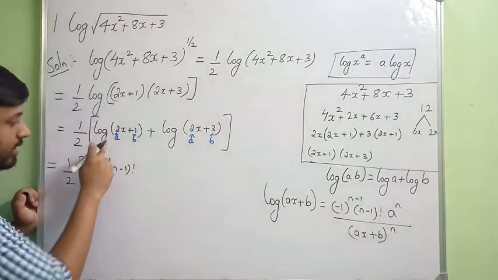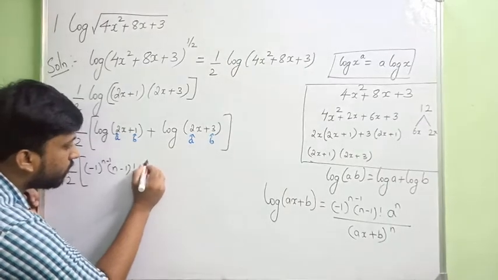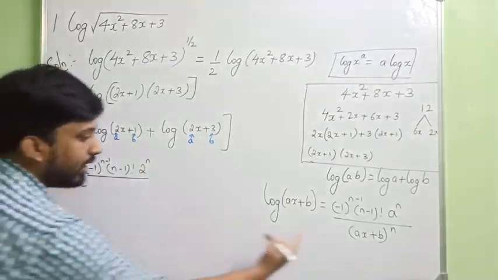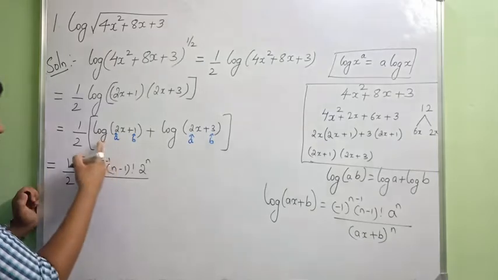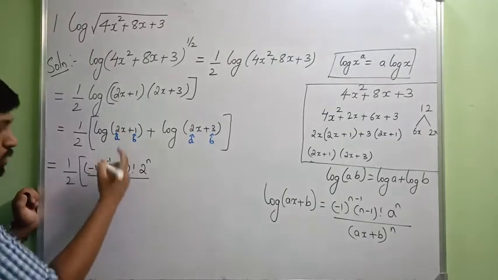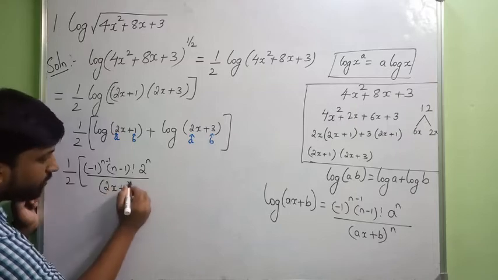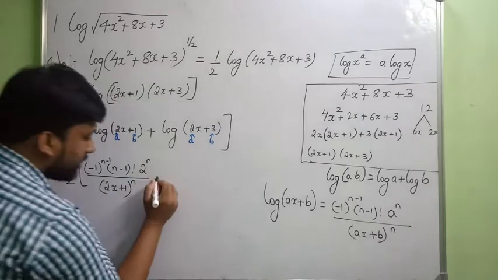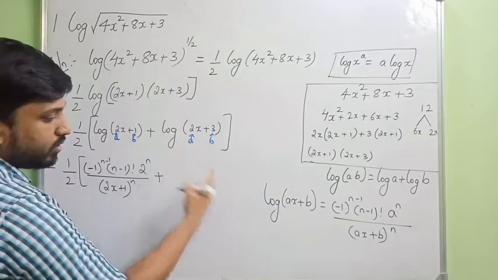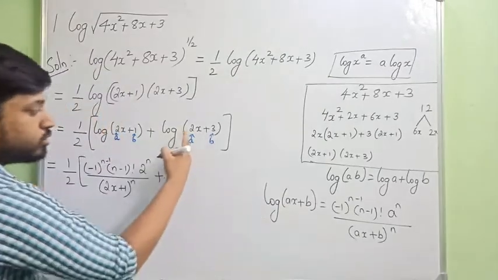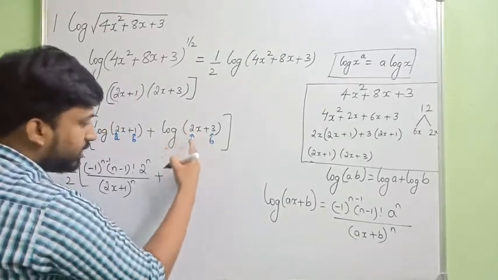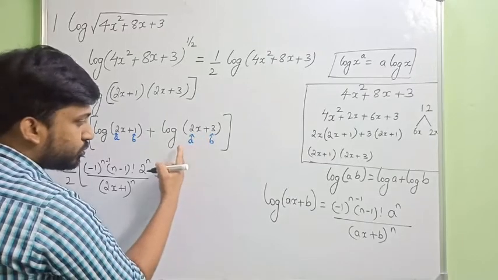I hope you are understanding. So it is 2 to the power of n whole divided by ax plus b to the power of n, which means ax plus b is nothing but 2x plus 1. So 2x plus 1 to the power of n plus, again it is in the form of log of ax plus b. So 2x plus 3, it is nothing but ax plus b with respect to this.